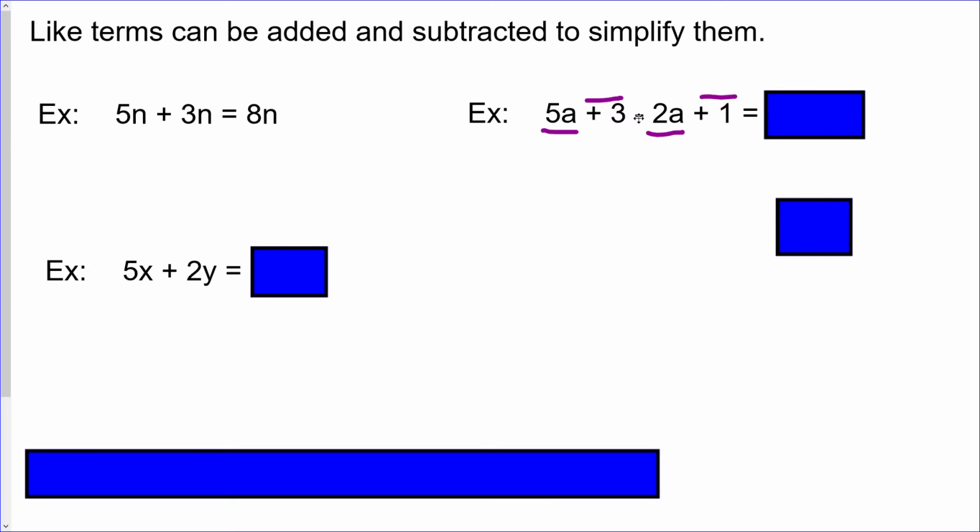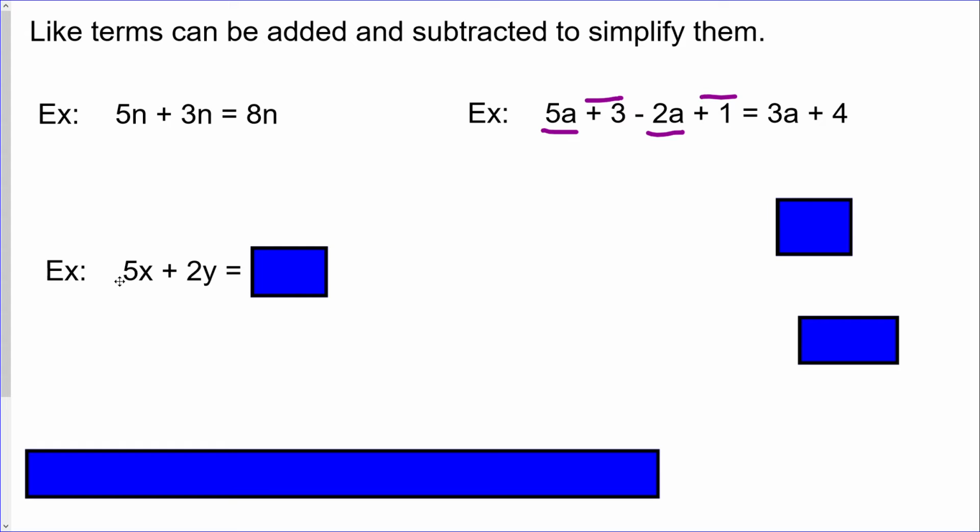So 5a minus 2a would equal 3a. Hopefully we're all good with that. You just do the math with the number portions, keep the variable the same, and 3 plus 1 is 4. Surprise, surprise. So that would be your answer there. And again, 3a and 4 are not like terms, so there's really nothing you can do with them as far as adding and subtracting go.